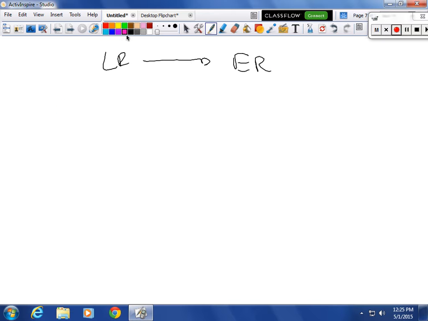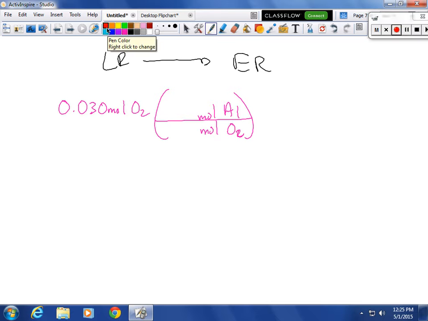So our limiting reactant was 0.030 moles of O2. Now what's the good news about these two problems so far? It's just a straight mole to mole. There's no grams to worry about. And mole to aluminum. What is my mole to mole ratio top to bottom? 4 to 3. Very good. So, can anybody do that in your head? What is it? Sure. Very good.